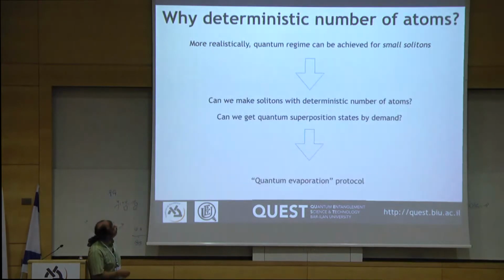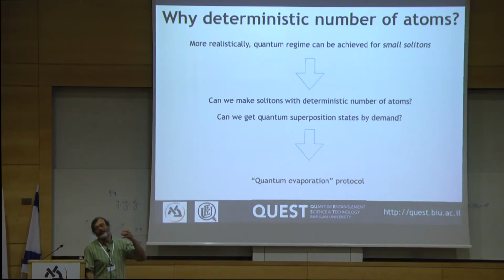So, okay, now the question is what we can do with these solitons. As I mentioned in the beginning, in order to reach this regime, we need to go to a regime where the number of atoms in this soliton is really small. So we need a small soliton in any case. So then the question is, if we need a small soliton, a small number of atoms, can we get a deterministic number of atoms?